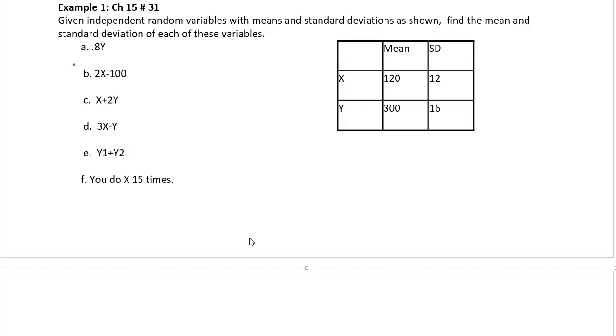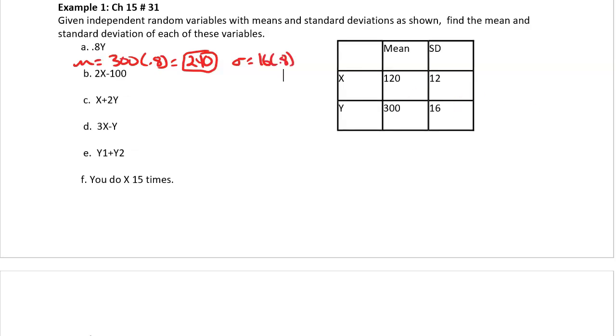So for the mean, the new mean would just be 300, which is the original y, and then times 0.8, because we're multiplying it by 0.8, and that is going to give us 240 as our answer. So you just multiply it. When you multiply by a number, you just multiply the mean, and you do the same thing to the standard deviation as well. So it would be 16 times 0.8, and let me calculate that real quick. 16 times 0.8 is 12.8. So the standard deviation would be 12.8.